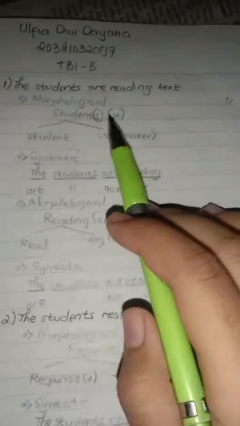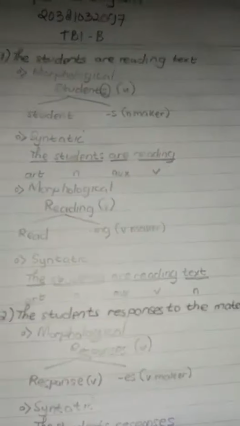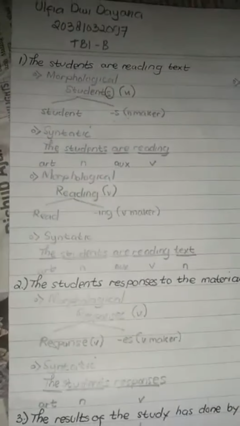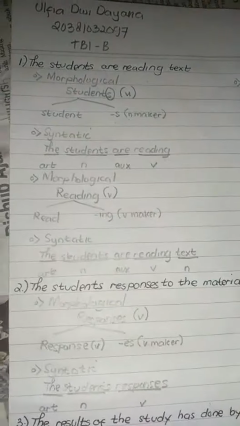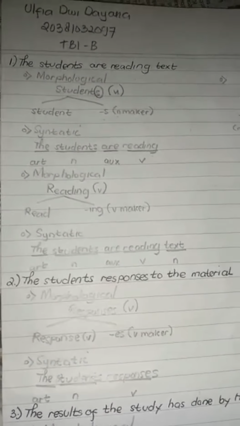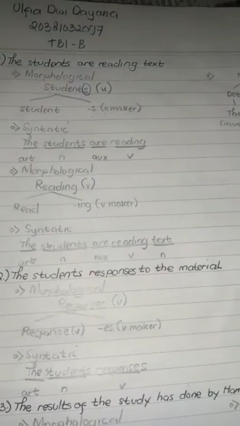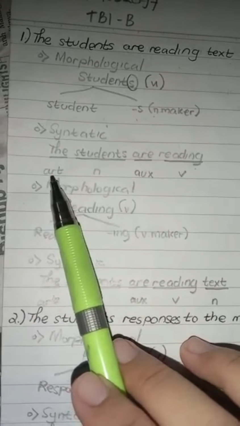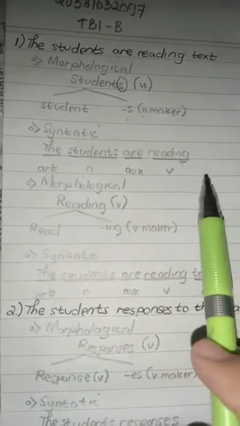And then I divide students into 2 parts. The first is student and the second is the suffix. The suffix is s, and it is called a noun maker. And then for the second, I will analyze by syntactic frame. The syntactic frame is identifying the word classes by looking at the words that follow them. Okay, the is article, students is noun, are is auxiliary, and reading is verb.